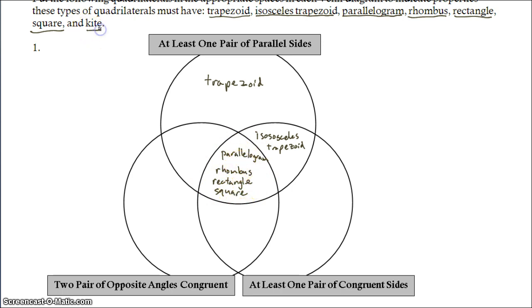Last type of quadrilateral, kite. At least one pair of parallel sides. No, not necessarily. Two pair of opposite angles congruent. Well, a kite only has to have one pair of opposite angles congruent. It can have more than one, but it only has to have one. At least one pair of congruent sides. Yes, a kite has that. In fact, a kite has two pair of congruent sides. So a kite is going to fit here in the Venn diagram.